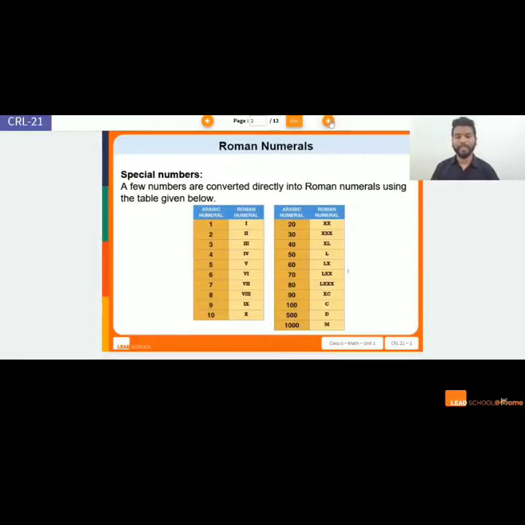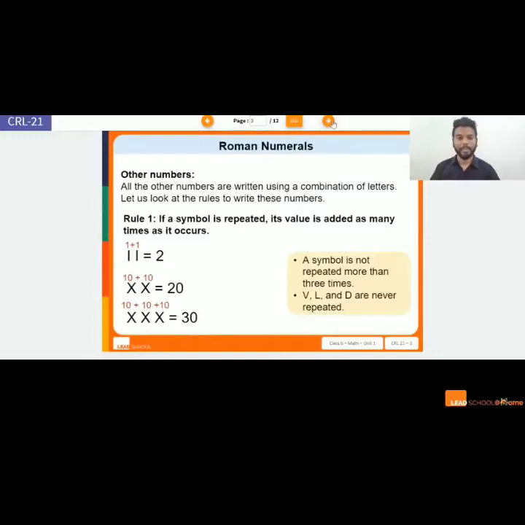Time. Great. Now you will be using this table multiple times today, so make sure you're keeping it handy with you. Alright. So quickly I'll revise. If a symbol is repeated, its value is added as many times as it occurs. So now can you see why this is 2, why this is 20 and why this is 30? If you can check your table, you'll clearly know.